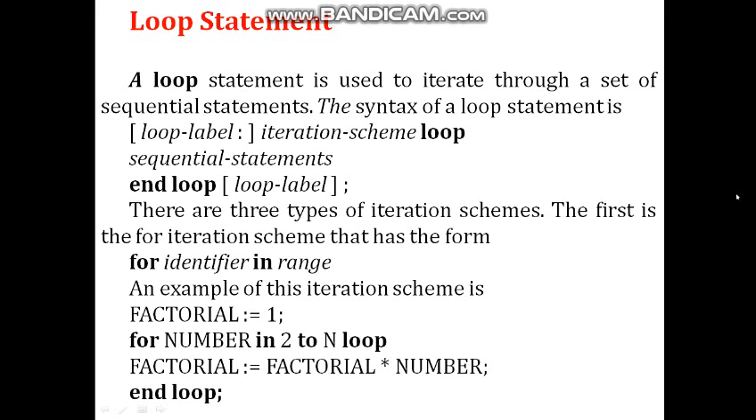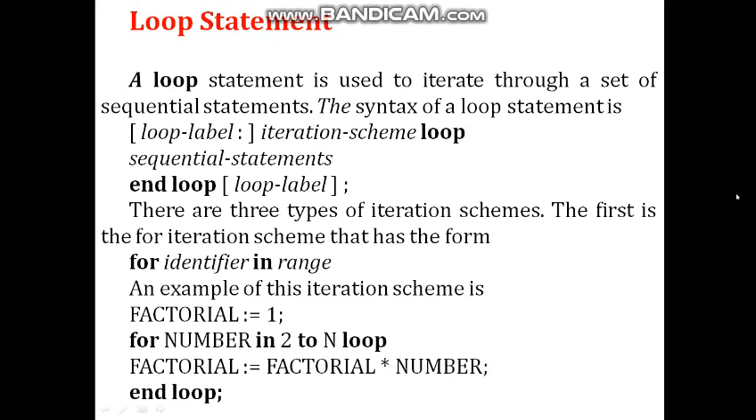Okay. Next, after the null statement, the next part is the loop statement. A loop statement is used to iterate through a set of sequential statements. The syntax of the loop statement is: loop label, iteration scheme, loop, sequential statements, end loop label. There are three types of iteration scheme. The first is the for iteration scheme that has the form: for identifier in range.